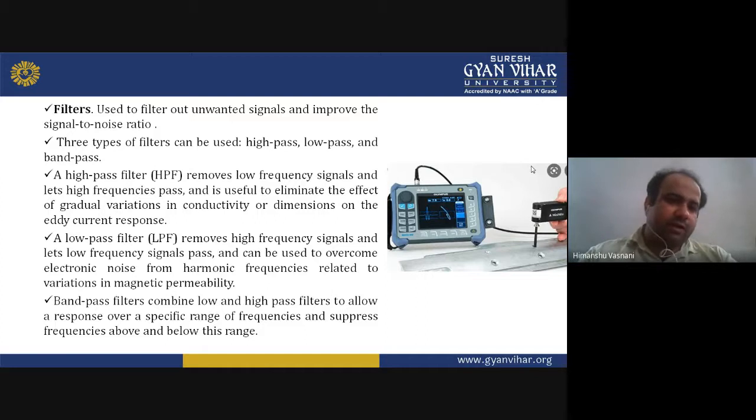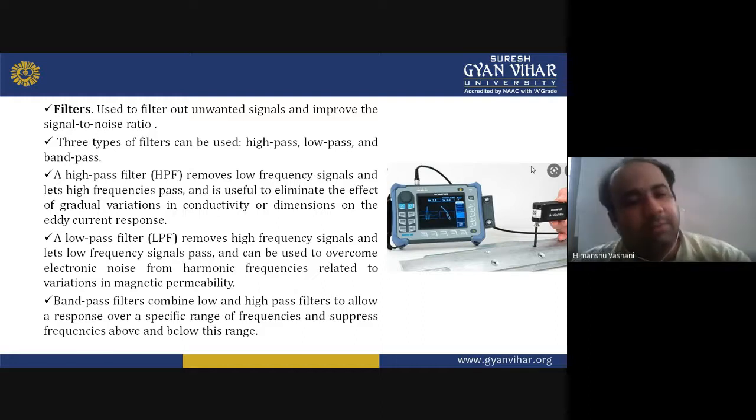A high pass filter, that is HPF, removes low frequency signals and lets high frequency signals pass, and is useful to eliminate the effect of gradual variations in conductivity or dimensions on the eddy current response. And a low pass filter, that is LPF, removes high frequency signals and lets low frequency signals pass, and can be used to overcome electronic noise from harmonic frequency due to variation in magnetic permeability.